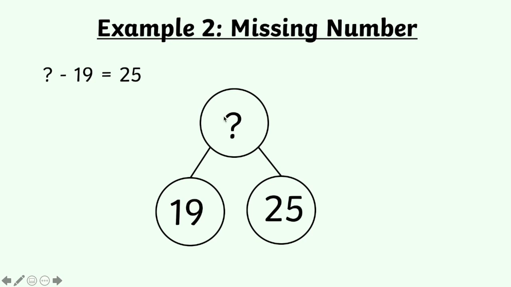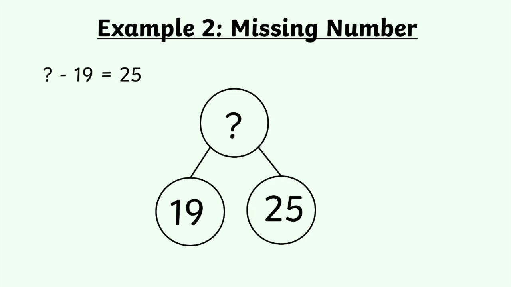Something, take away 19, so we could get rid of that 19 and we'd be left with 25. Well, now this quite tricky problem all of a sudden makes a little bit more sense, because we now think to ourselves, well, we could do 19 add 25 and I would find out what that whole is. So this slightly tricky subtraction question becomes quite a straightforward addition question.